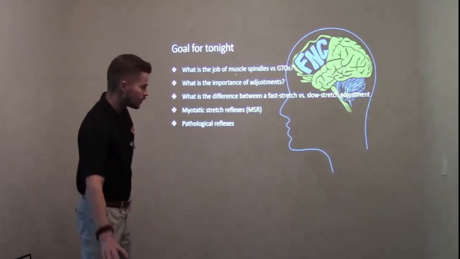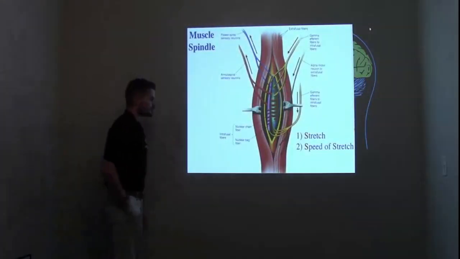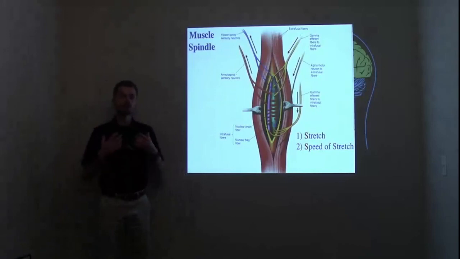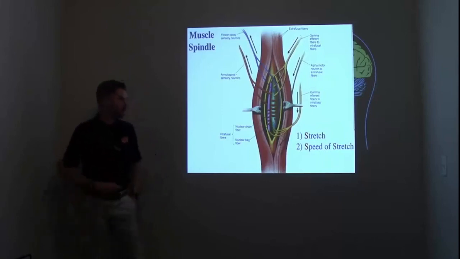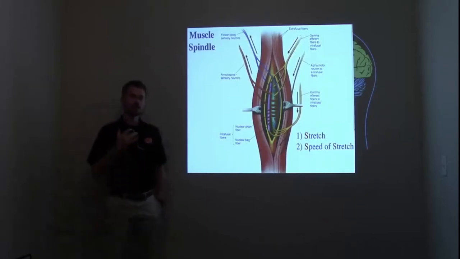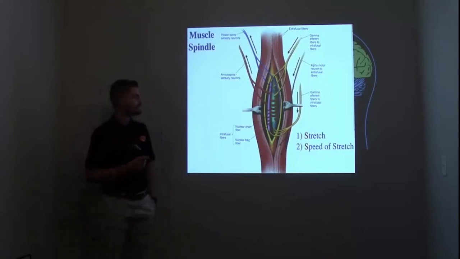Alright, so let's jump right into the muscle spindles. The muscle spindles are super crucial for getting afferent information from your body and your muscles to let your body and your brain know where you are in space, where your muscle is at the current moment. It detects the stretch and the speed of the stretch of the muscle at any given time. And the muscle spindles are located in the muscle belly.